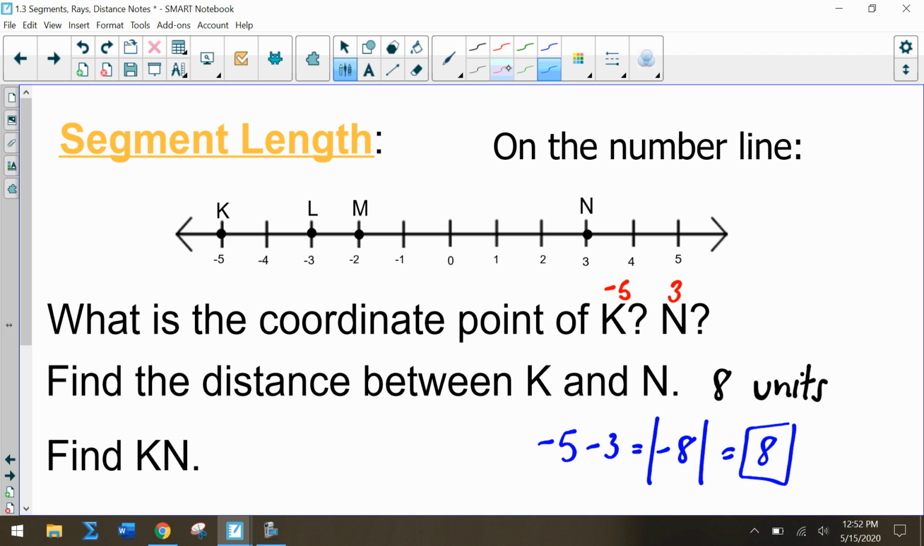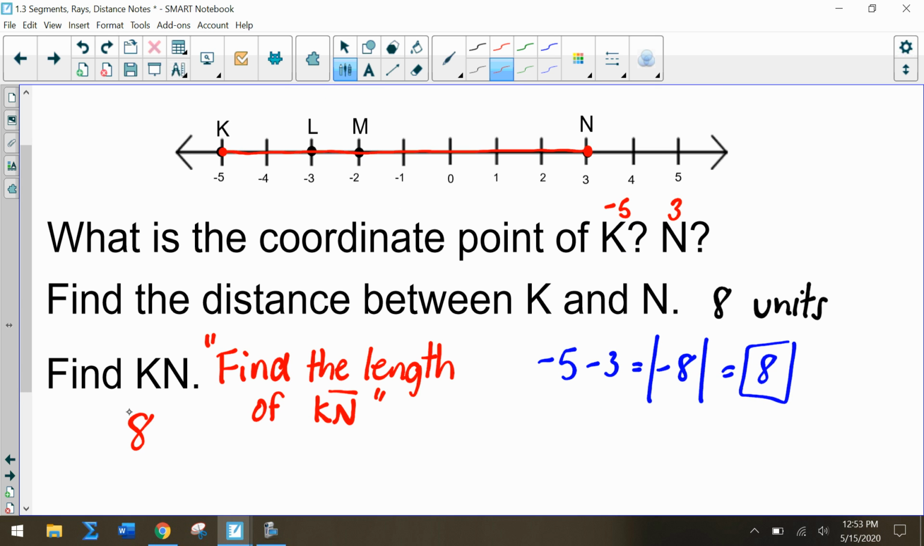Okay. And then here it says find KN. And notice how there's no bar above it. So this is a new notation. When you see 2 letters that say KN, that means find the length of KN. So if I want to know the length of KN, if I drew a line segment starting at K and ending at N, the length of that segment will be 8.